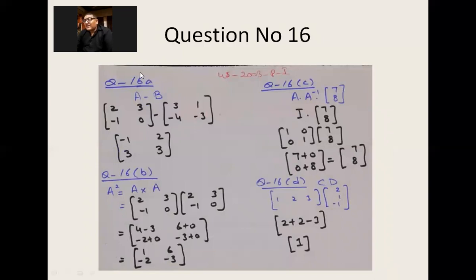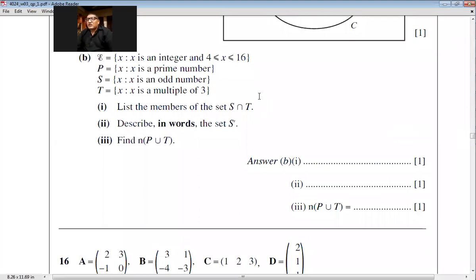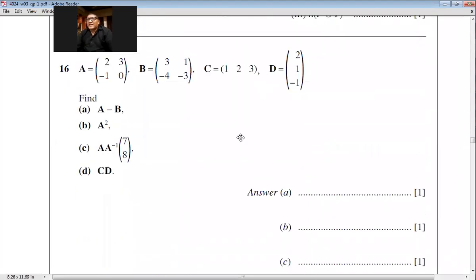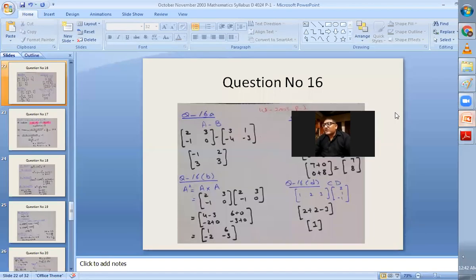Okay, then we have the next question. Let me go back to the question paper. Here you have the matrix A given, the matrix B given, the matrix C given, and the matrix D given. Have a good look at them. The first question is A minus B. So I will write the value of the A matrix, then minus, then the value of the B matrix. I have done this. Let me check that answer first, and then we will start the next one.